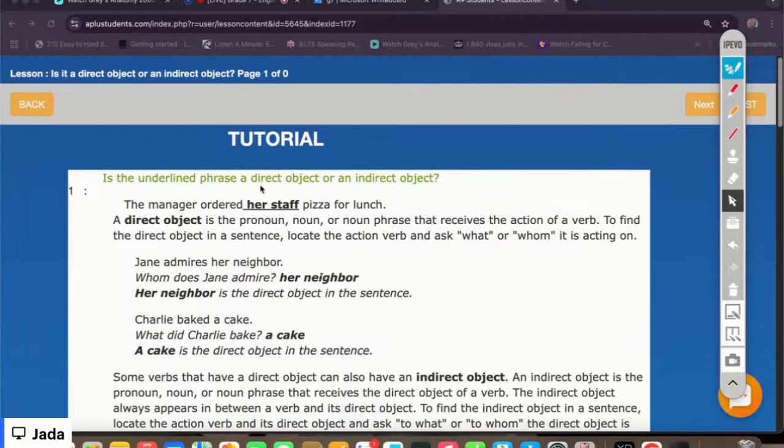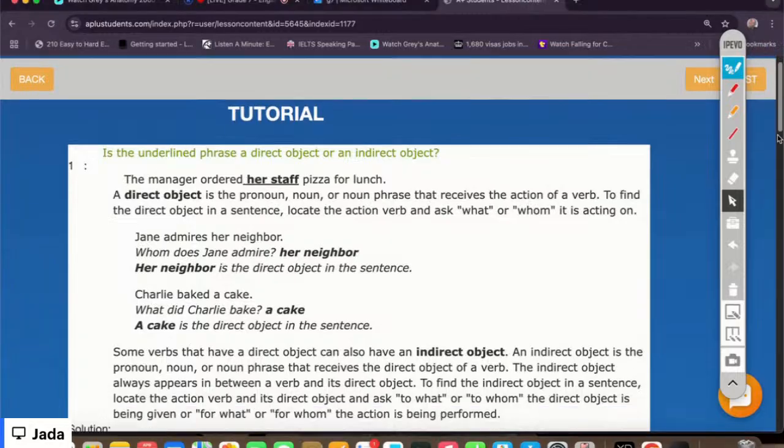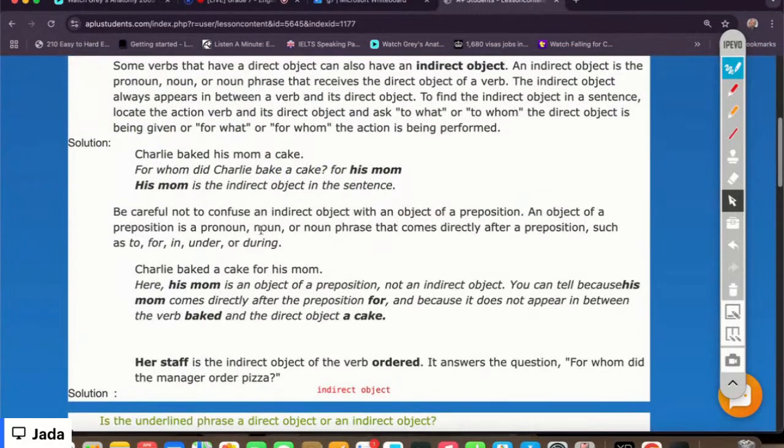All right, so is the underlined phrase a direct or indirect object? The manager ordered her staff pizza for lunch. So her staff is the indirect object of the verb ordered. It answers the question: for whom did the manager order pizza?